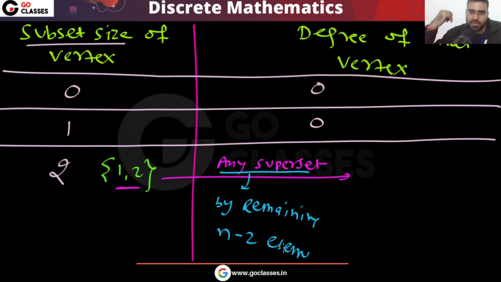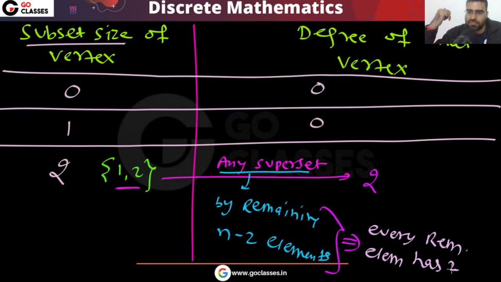By remaining n minus 2 elements. So, any superset. That means every remaining element has 2 choices. Yes or no? Every remaining element has 2 choices. Either you take it or leave it. Correct? Do you agree? Yes or no? Please tell me. Do you agree that it's take it or leave it?